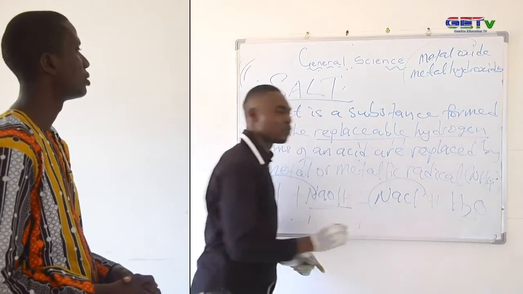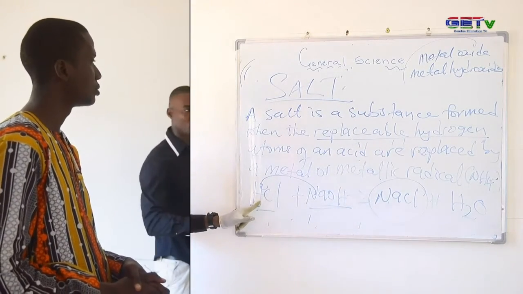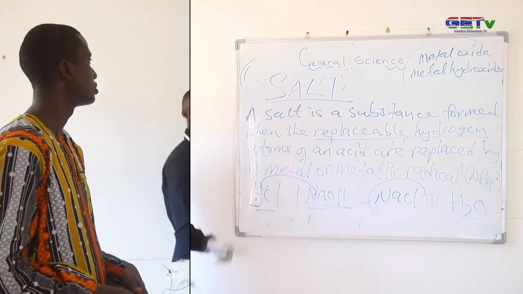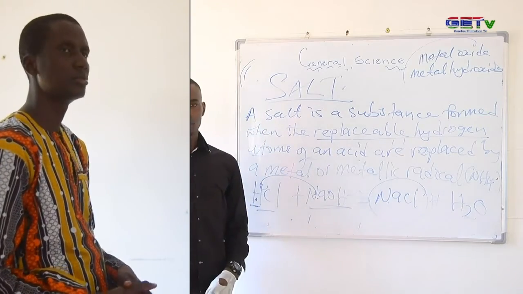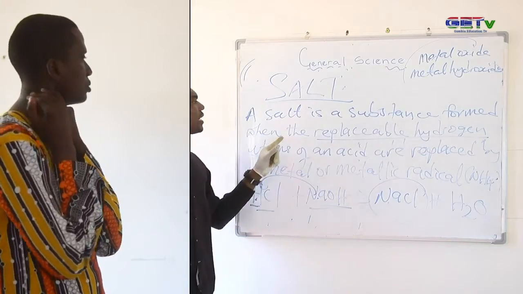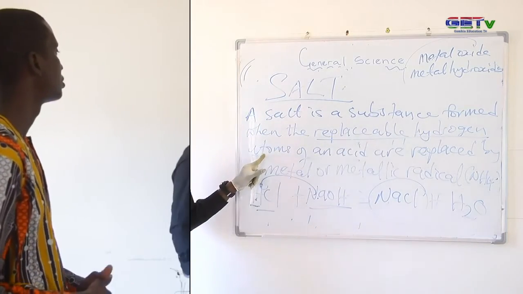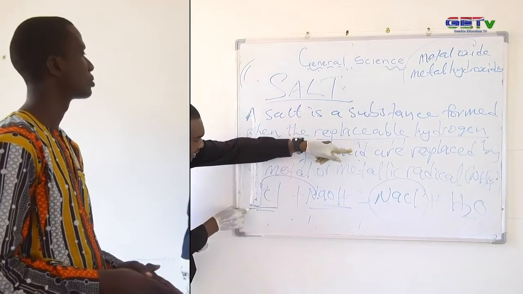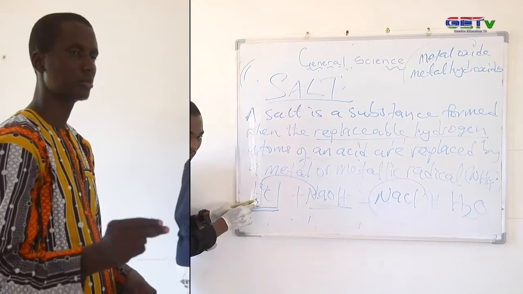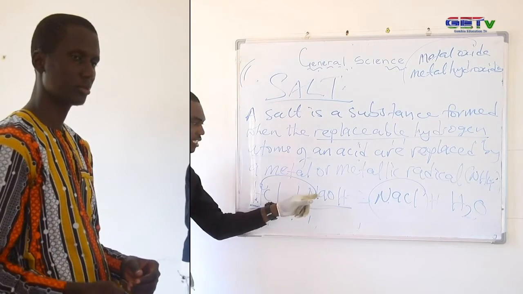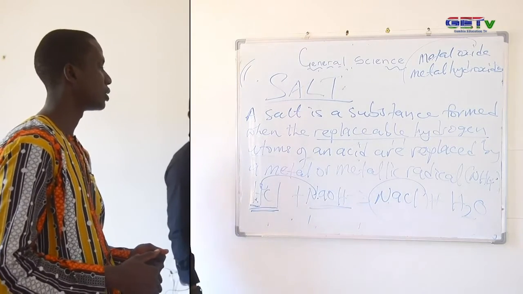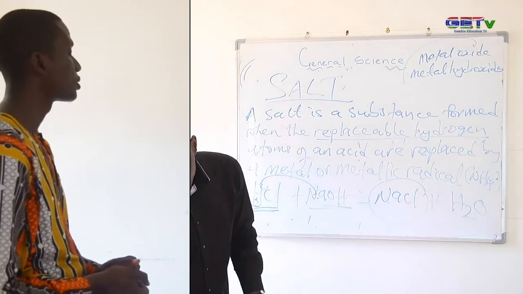So this salt is produced from where? From the acid. But how? When the metal replaces this hydrogen in the acid, then you have the salt. This is why in our definition we said a salt is a substance formed when the replaceable hydrogen atoms of an acid. In this case here, this hydrochloric acid, the replaceable hydrogen atom here is this hydrogen. That can be replaced by this metal from the base to form the particular salt you wanted. So I think that definition is quite well clear.